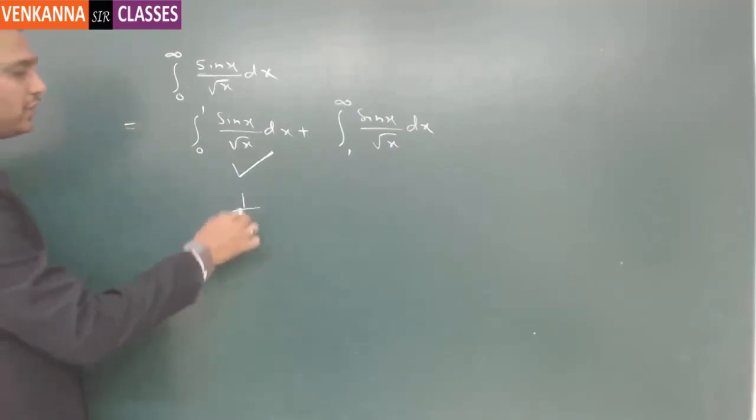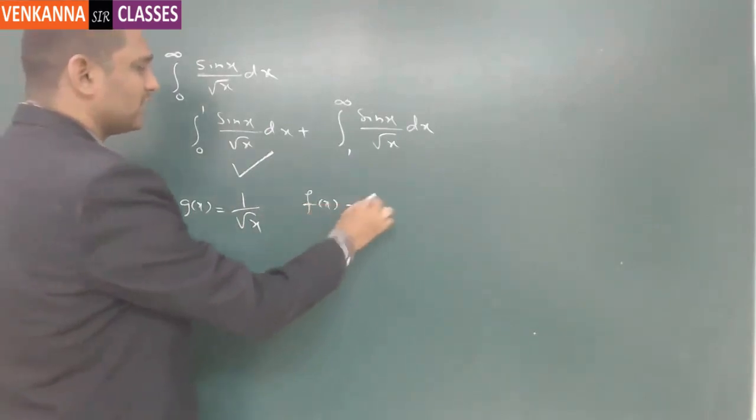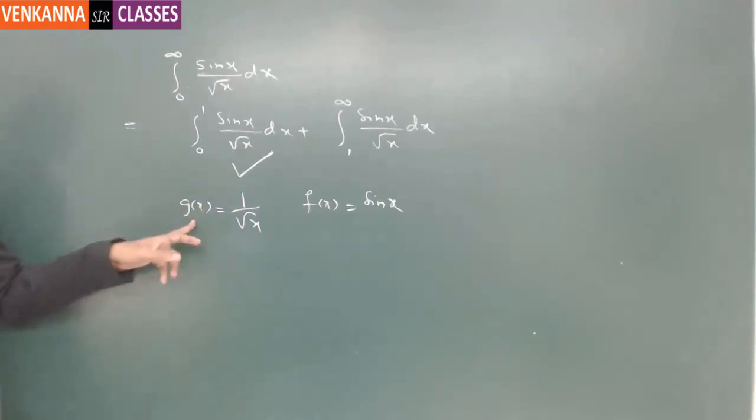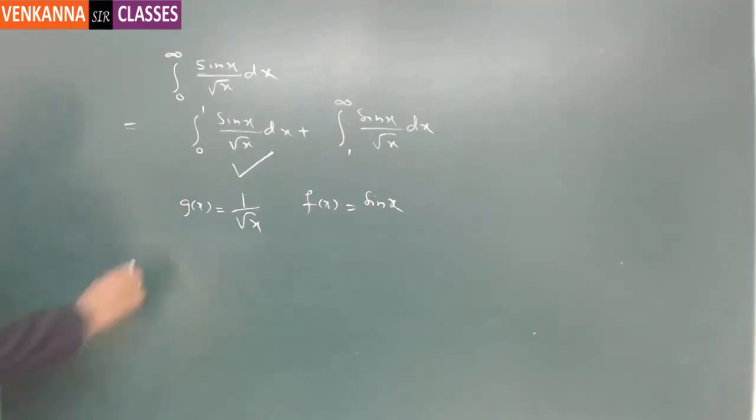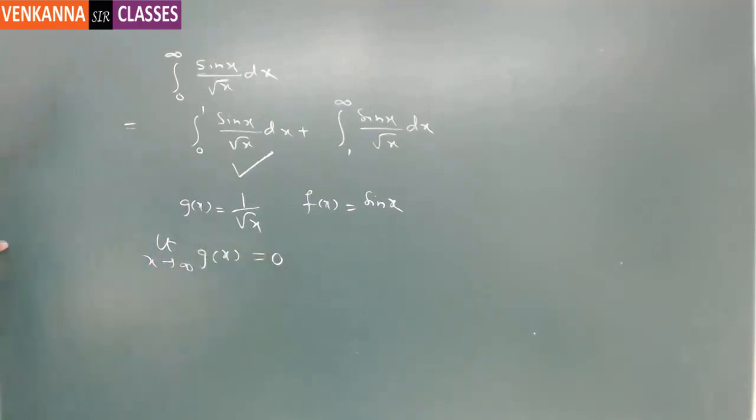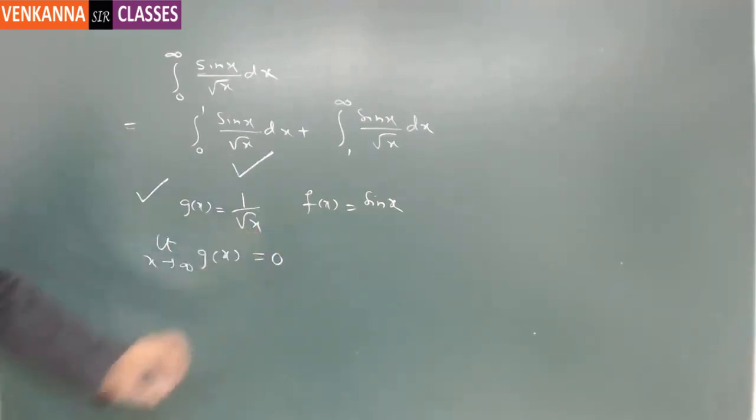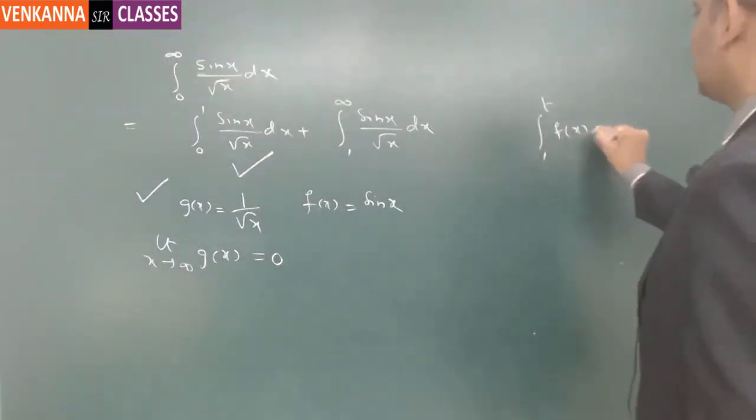So 1 by root x will be taken as g. So we are going to take g of x is equal to 1 by root x and f of x is equal to sin x. So we know that g of x is monotone and it is a bounded function, and if you consider limit x tends to infinity g of x, it is nothing but 0. So g satisfies the criteria of Dirichlet test. And what is the property for f in the test? It must be bounded, right? So we have to say that integral 1 to t f of x dx is bounded.